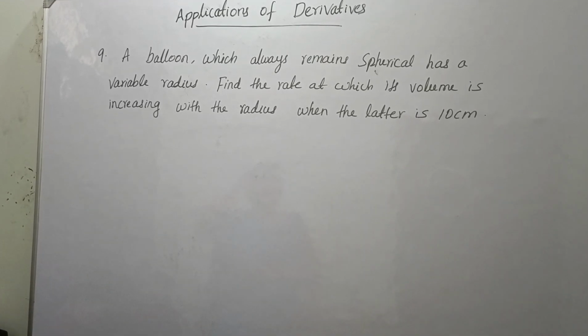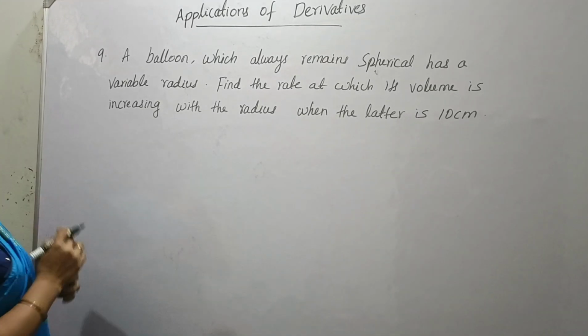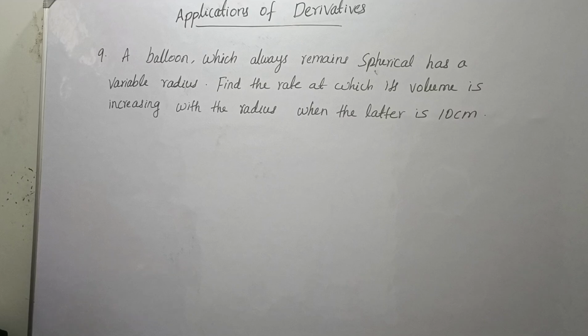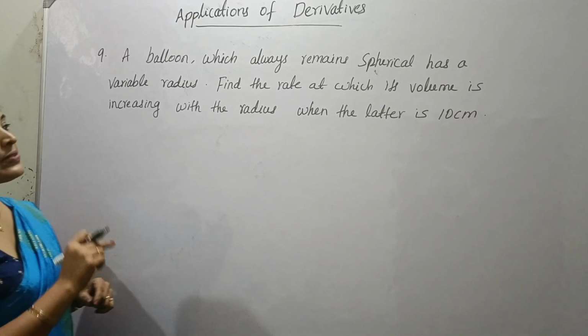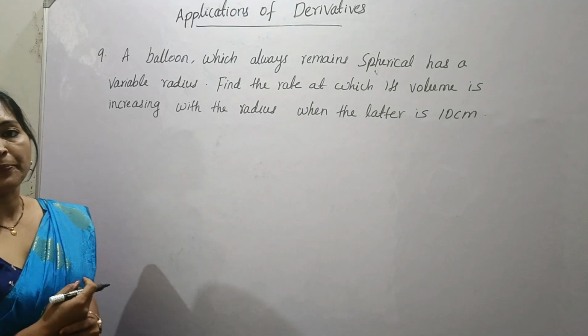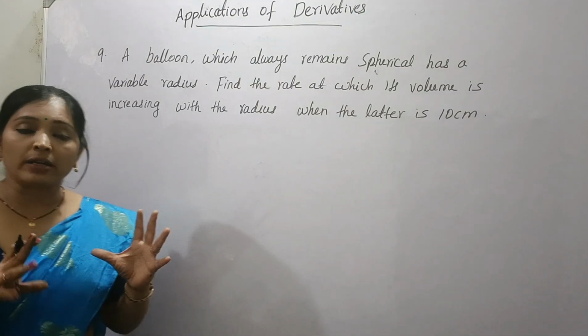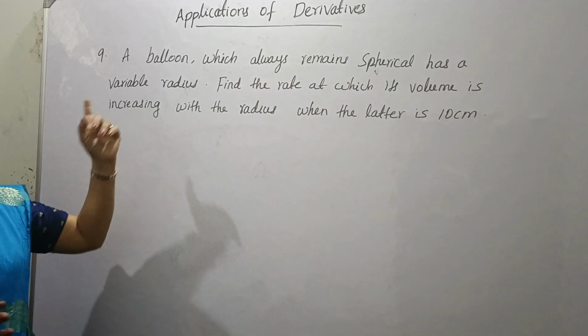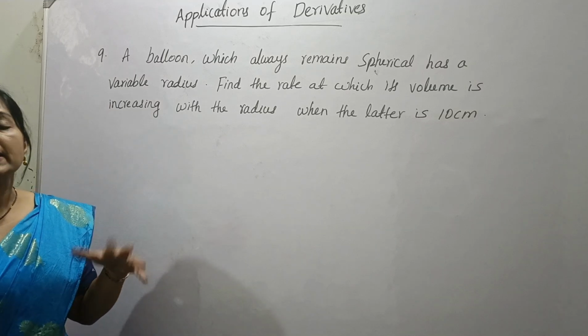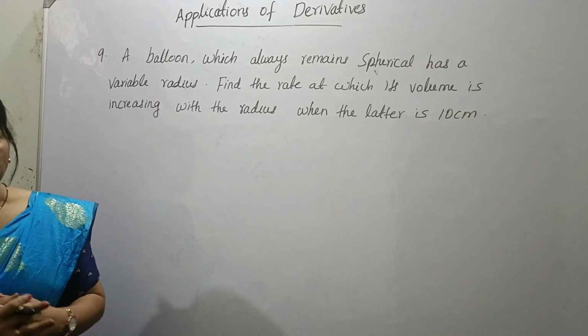A balloon which always remains spherical has a variable radius. Find the rate at which its volume is increasing with the radius when the latter is 10 centimeter. Here it is mentioned that the balloon always remains in the shape of a sphere and has a variable radius. That is, the radius is not constant, it is varying.